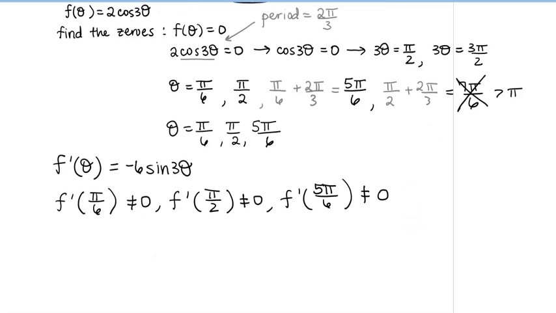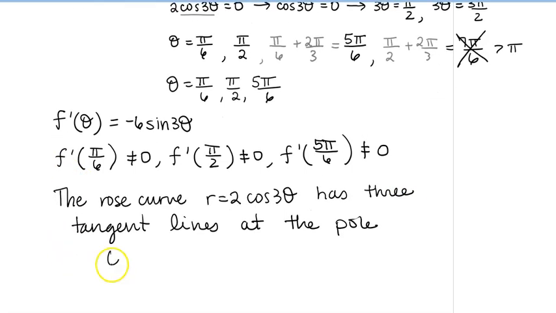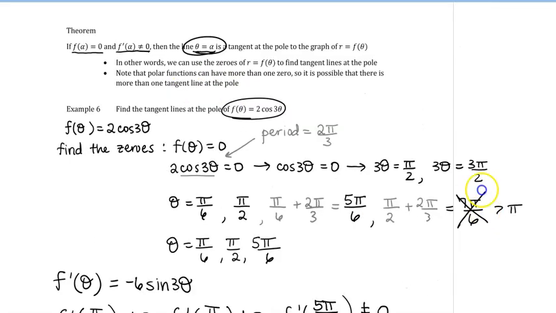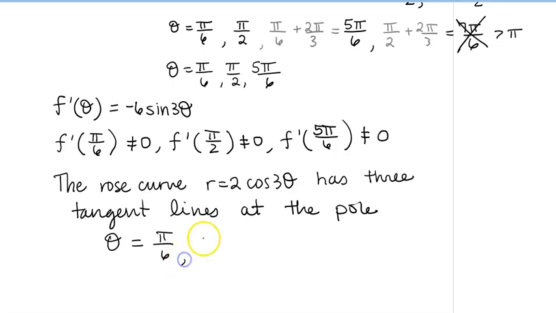Now that we have this, we can conclude that there are tangent lines, 3 of them, and they are the tangent lines theta equal to pi over 6. Remember, the theorem tells us the lines. The lines are theta equal the angle. Theta equal to pi over 6, theta equal to pi over 2, and theta equal to 5 pi over 6.